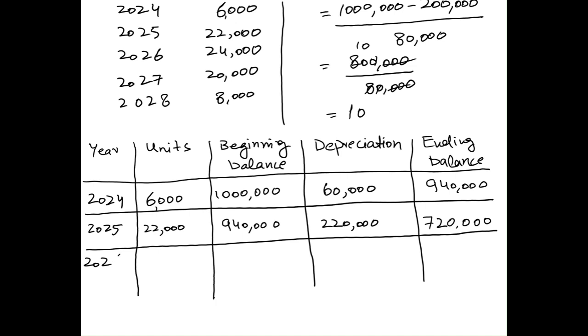In 2026, the number of units is 24,000. The opening balance is 720,000. And then the depreciation will be 240,000. Again, 24,000 times 10. And our ending balance will be 0, 0, 0, 12, 4, 8. 6 minus 2 is 4. $480,000.